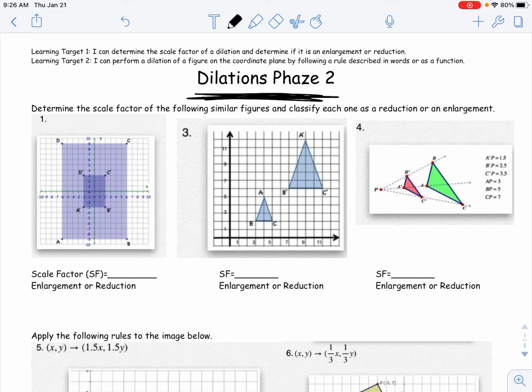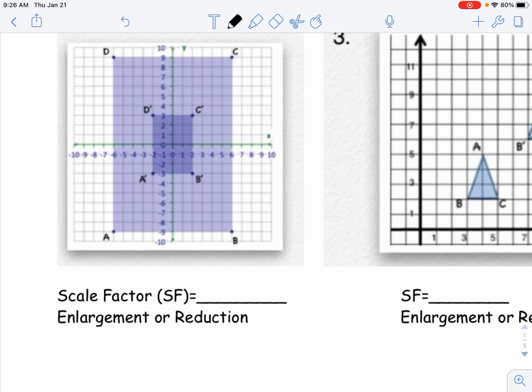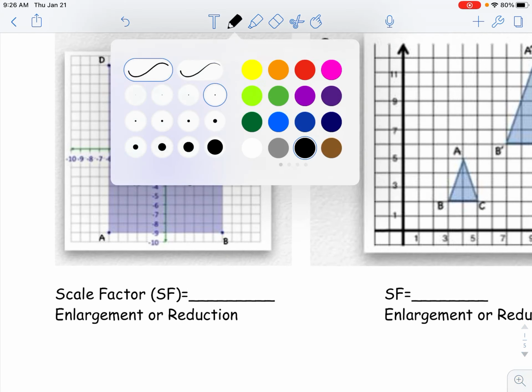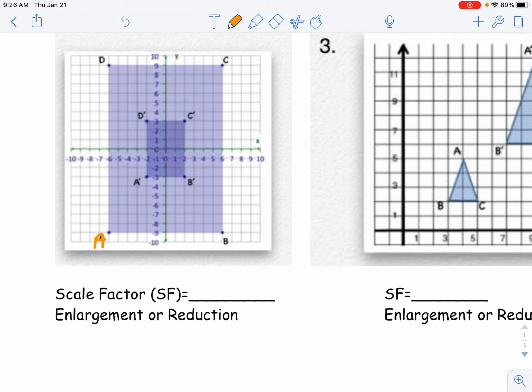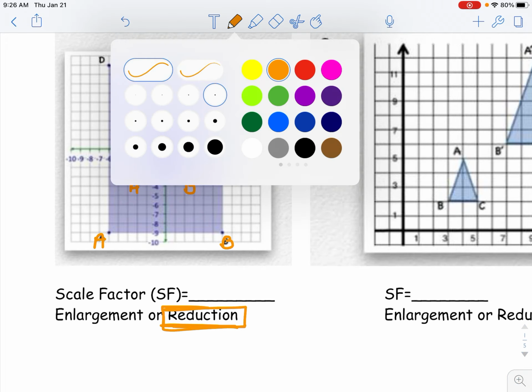All right, so we're going to determine the scale factor of the following similar figures and classify each one as a reduction or enlargement. So before we even do stuff like we can analyze, I'm just looking at two things, A and B, A prime and B prime. All right, we can immediately tell it's a reduction. Now, what's the scale factor? I'm not sure, but I know it has to be less than 1, because that's what reductions are.